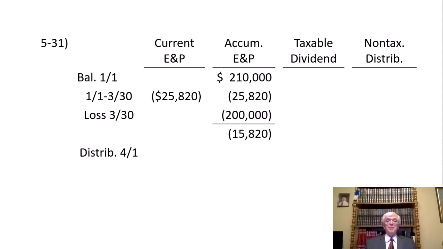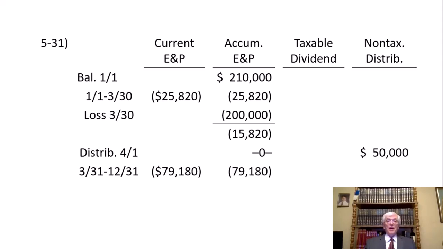So for that distribution on April 1, there's no earnings and profits left. And so none of that is coming out of accumulated E&P or current. It is entirely a non-dividend distribution. The rest of the year, that current earnings and profits, this is the rest of the $105,000, and so we'll bring that into accumulated earnings and profits as well. And so at the end of the year, our balance is negative $95,000 accumulated earnings and profits. One distribution, which is entirely a non-dividend distribution.